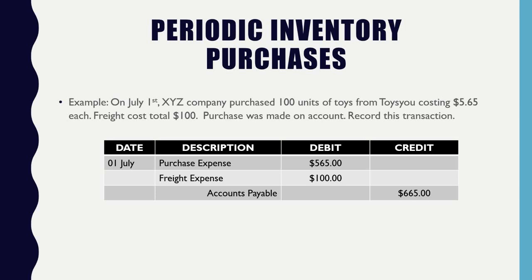And here, my journal entries match, my debits match my credits. I have a total of $665 worth of inventory, which includes the freight, because that's how much I owe. So here's an example of what to do when you recognize that you're purchasing inventory. Any questions here?